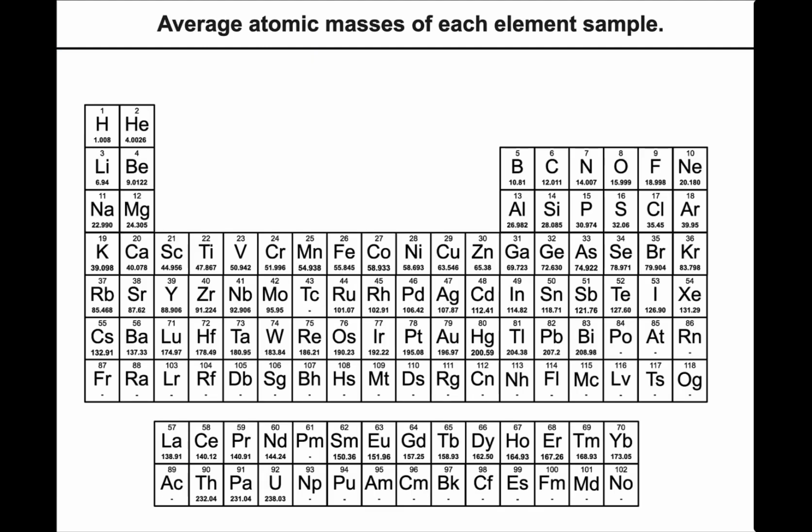Before we end, I want to show you a different version of the periodic table. This is the periodic table that we often see. It has average atomic masses of each element on it. So we've probably seen these numbers before. If you look at, for example, carbon, we see 12.011. For nitrogen, we see 14.007. Those numbers are not the exact numbers that I've been using.